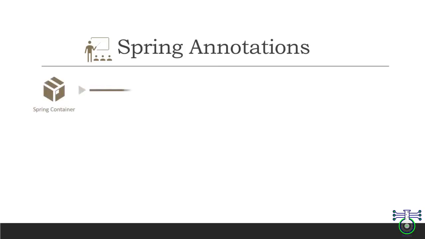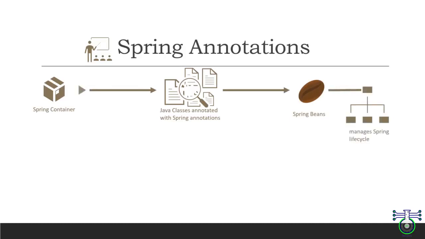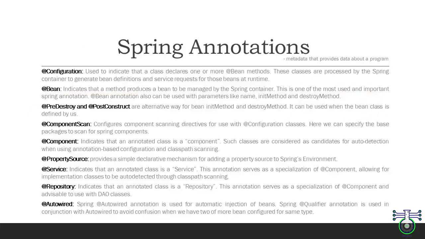When the Spring container starts up, it scans the class path for classes that are annotated with Spring annotations. The Spring container then creates beans for these classes and manages their life cycle according to the instructions in the annotation. Let's see some of the most commonly used Spring annotations. The Configuration annotation is used to indicate that a class declares one or more bean methods.